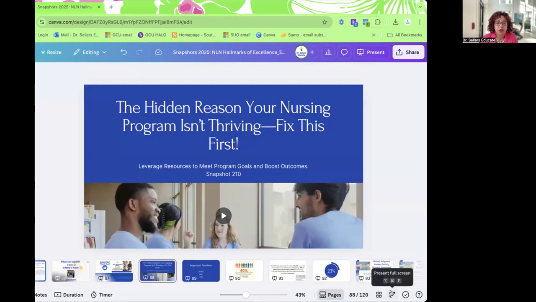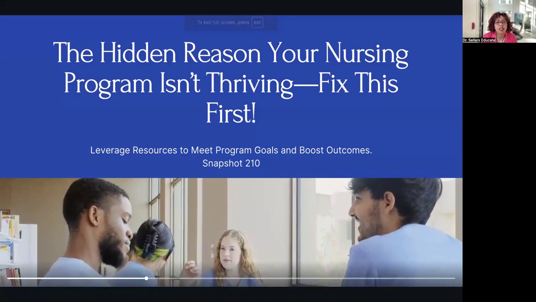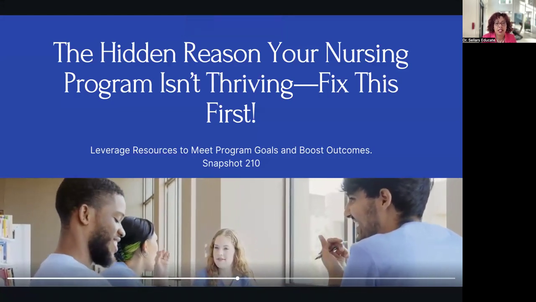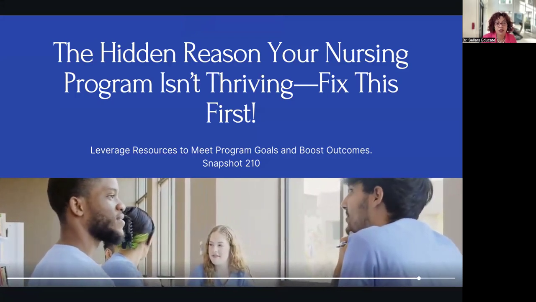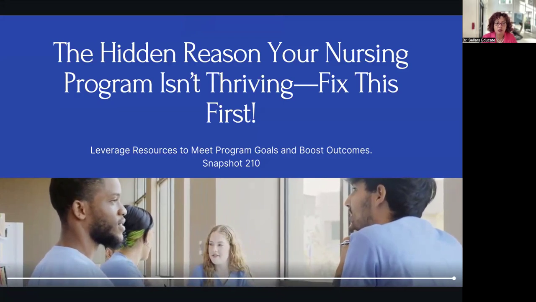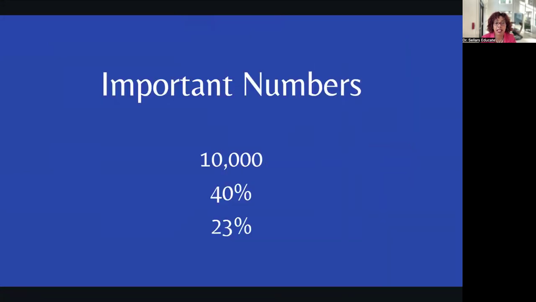So next, what you're going to do is you're going to take out your study workbook and you're going to start to look at part 3, 4, and 5. If you don't have the study workbook, don't stress about it. Okay, you have your study worksheet. And what we want you to do on that study worksheet, now that you've identified your learning objective, we want you to think about, what are those gaps? What are those opportunities? And explore this question: what is the reason that my nursing program isn't thriving? We want you to fix this first, which is focusing on leveraging your resources to meet your program outcomes and to meet your program goals and to boost your outcomes.